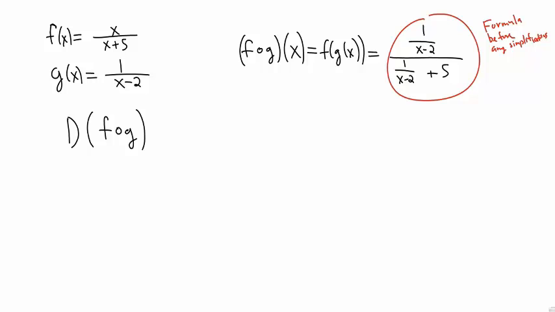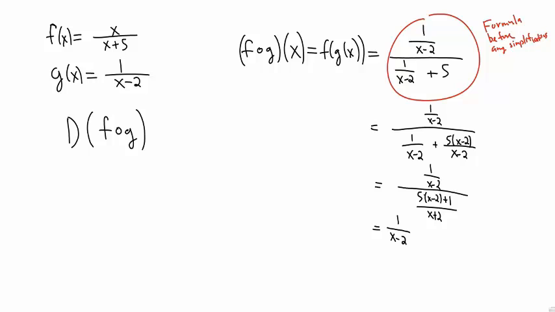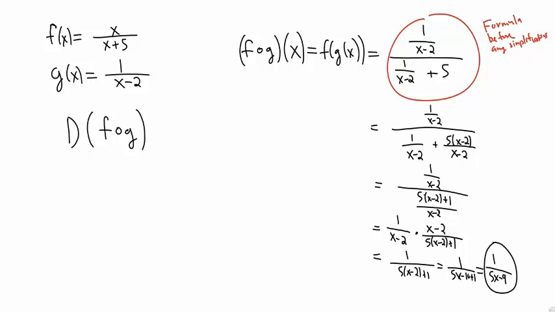Well, let's see what we get when we simplify completely. One over 5x minus 9. So we see that 2 is defined in this formula down here. But 2 is not in the domain of the composition, because 2 is not in the domain of g, the inside function. So there's a difference between the fully simplified formula and the formula you get before you do any simplifications.